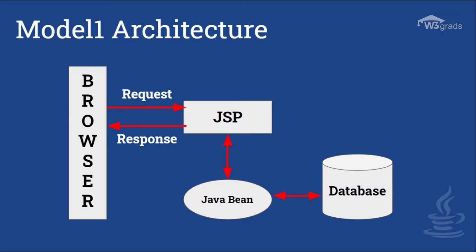In this model, JSP plays a key role, and it is responsible for processing the request made by the client. Client or web browser makes a request. JSP then creates a bean object which fulfills the request and passes the response to JSP. JSP then sends the response back to the client. Unlike Model 2 architecture, in this model most of the processing is done by JSP itself.